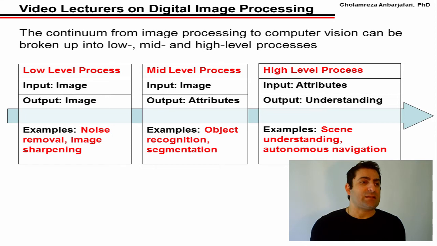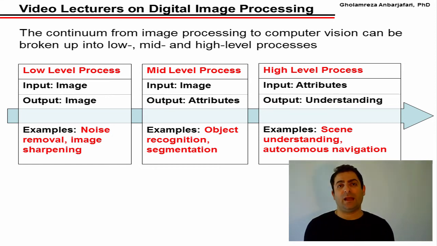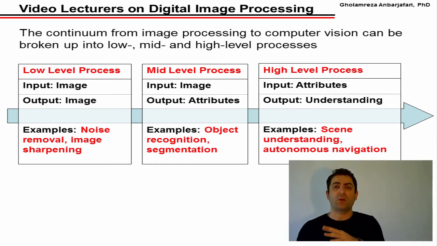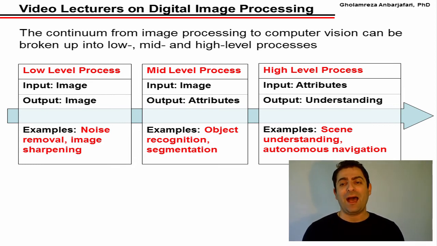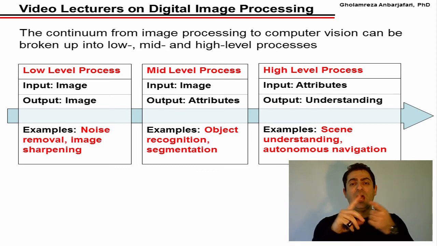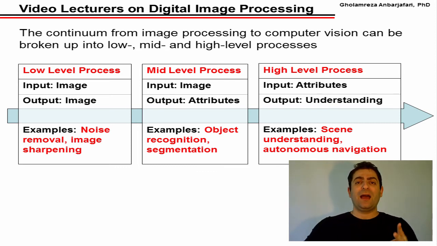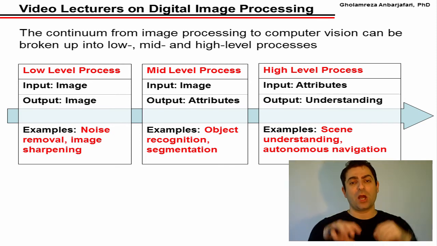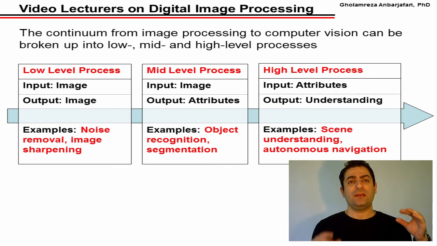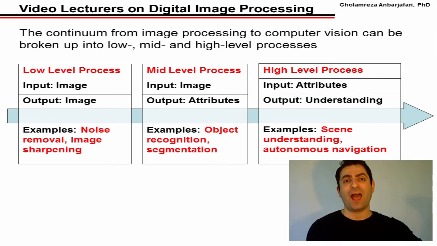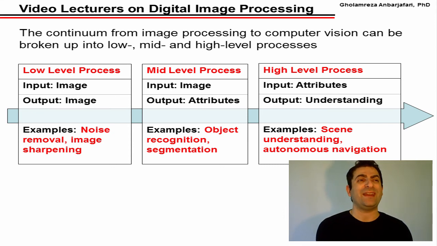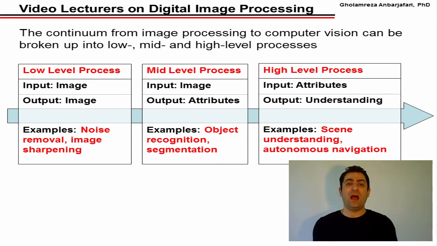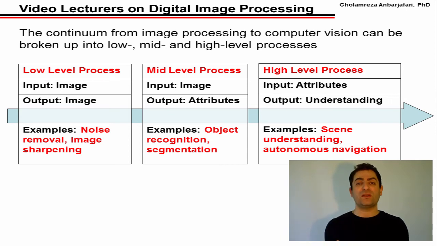Now, in this course, we will focus on image processing. Let's see what the continuum from image processing to computer vision is, and how we can break it into several levels. We actually can break it into 3 levels: low level, mid level, and high level processes. Low level is the thing that we will focus on a lot in this course, and in the low level processes the input is an image, the output is an image, and what we do is enhance the quality of this image. Let's say we are removing the noise.